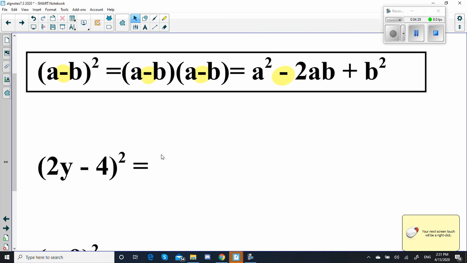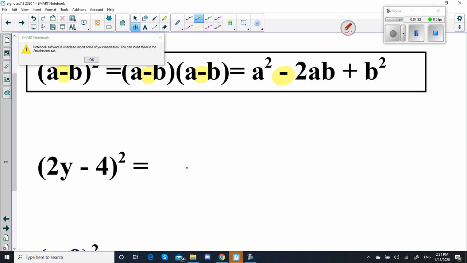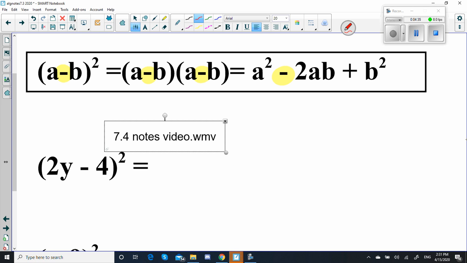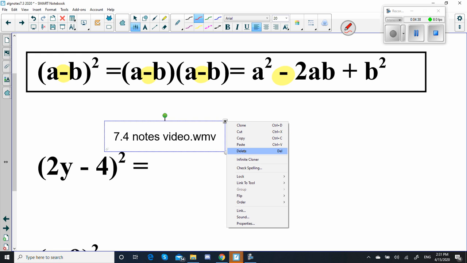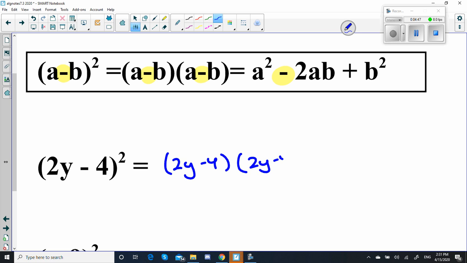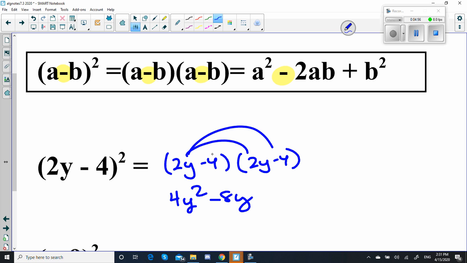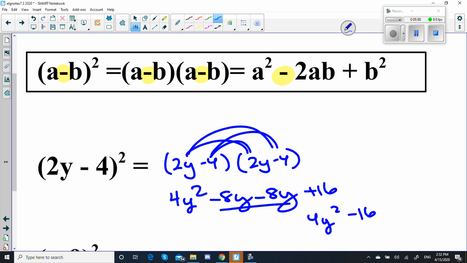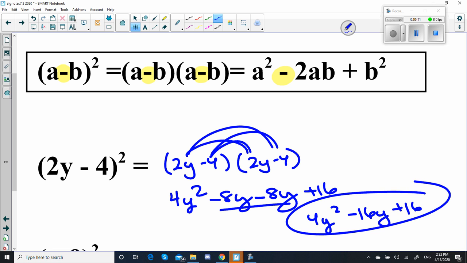Okay, so I'm going to write this twice. 2y... Let's get rid of that. We don't want that. All right. There we go. That took a minute. Sorry, 2y minus 4 and 2y minus 4. So 2y times 2y is 4y squared. 2y times negative 4 is negative 8y. Negative 4 times 2y is negative 8y. And negative 4 times negative 4 is positive 16. These two in the middle can be combined. So 4y squared minus 16y plus 16 is my answer.